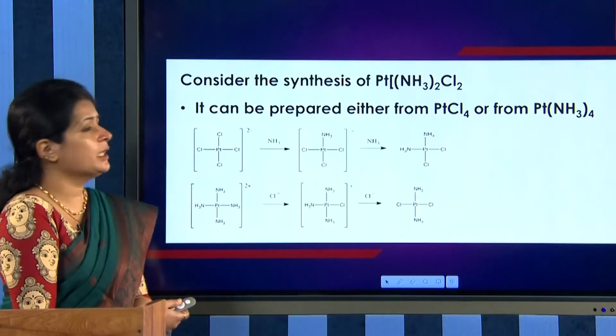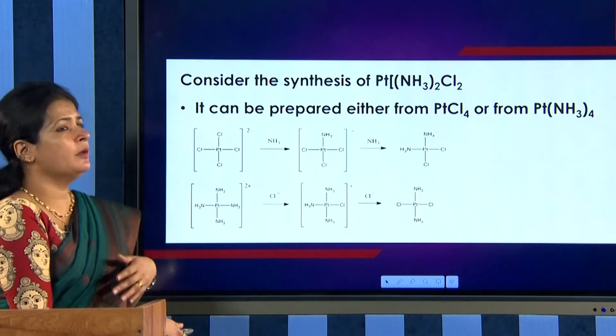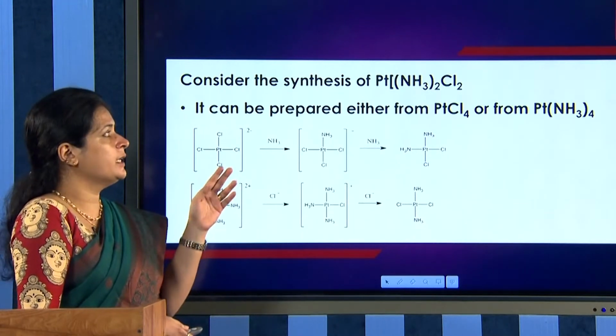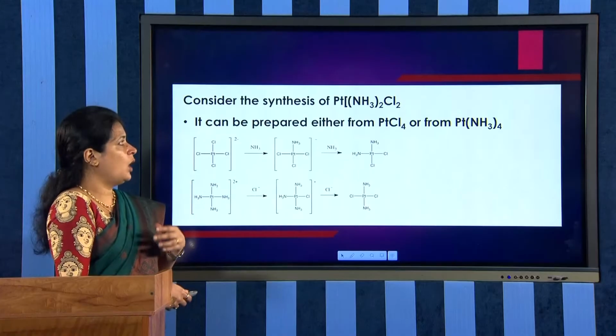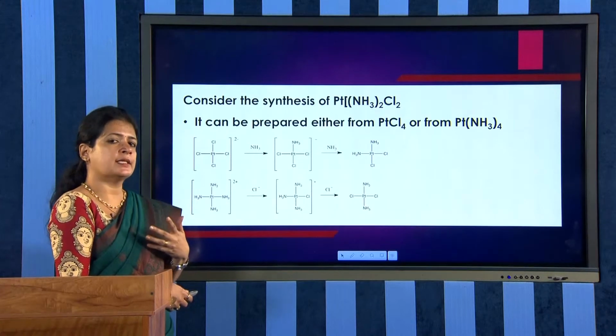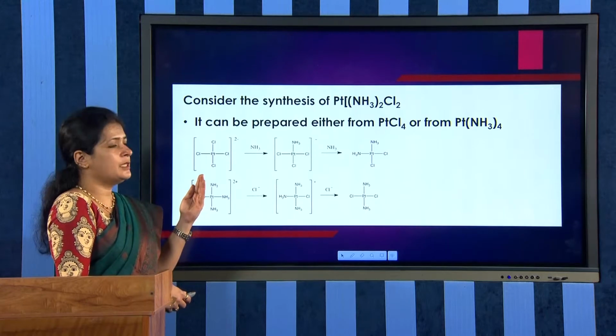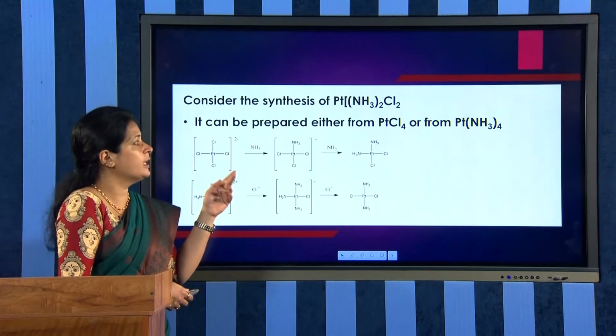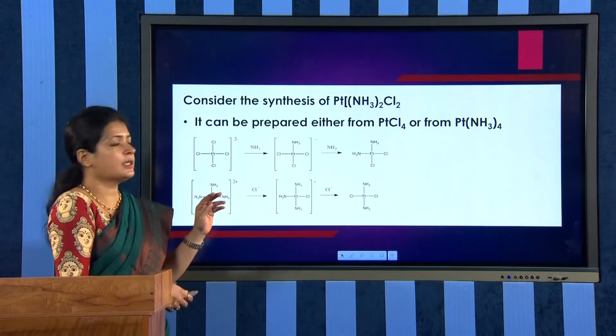While discussing the trans effect, initially we will start with the synthesis of the complex Pt(NH3)2Cl2. How can we synthesize this complex? It is a platinum-based, square planar complex. It can be prepared either from PtCl4 or from Pt(NH3)4.